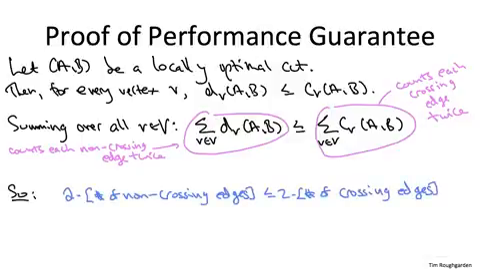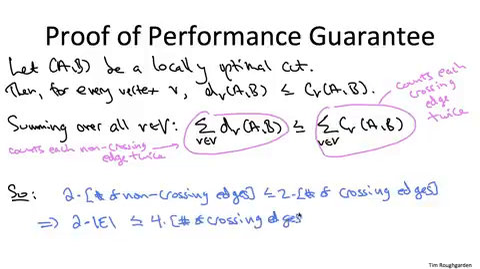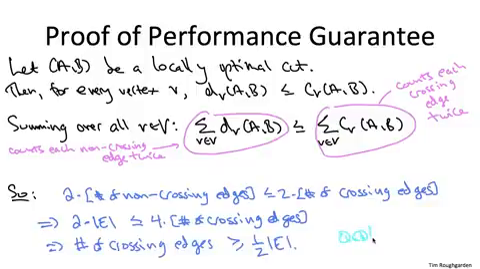Now we want to compare the number of crossing edges of this locally optimal cut to the total number of edges. So on the left-hand side, we're missing the crossing edges. So to complete that into all of the edges, let's just add double the number of crossing edges to both sides of this inequality. On the left-hand side, we get double all of the edges, and now on the right-hand side, we have 4 times the number of crossing edges. Dividing both sides of this inequality by 4, we see we've proved the theorem. The number of edges that cross A,B is indeed a full 50% or more of the total number of edges in the graph.